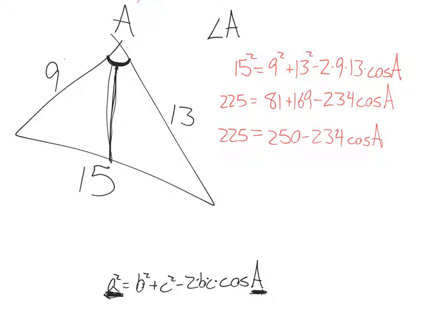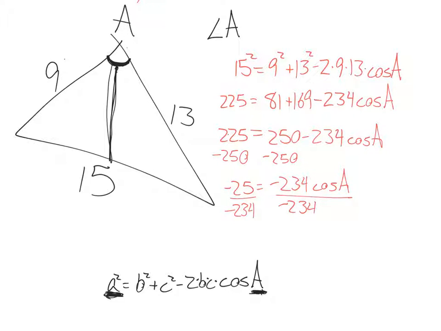And then where do we go from there, guys? So subtract 250. Good, and then you get negative 25. Now what? Divide by negative 234. Good. So 25 divided by 234, get 0.1068 and so on, is cosine of A.